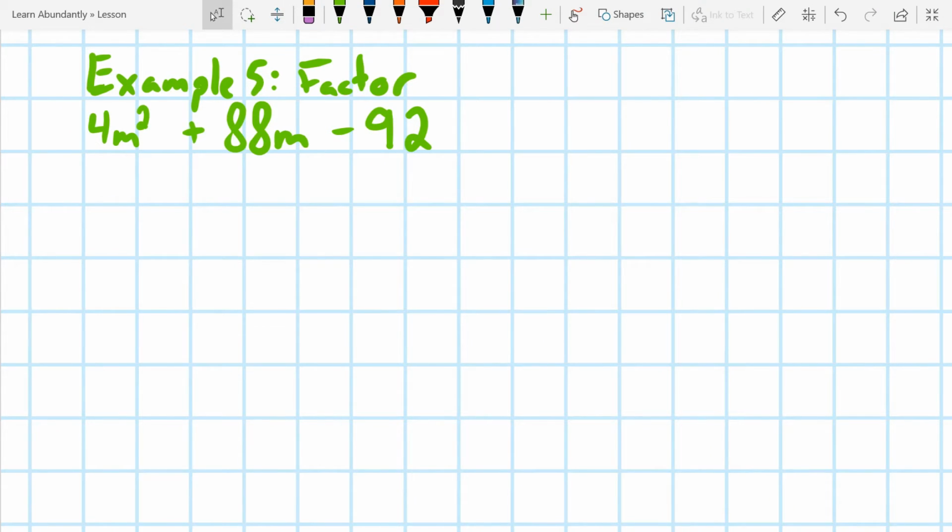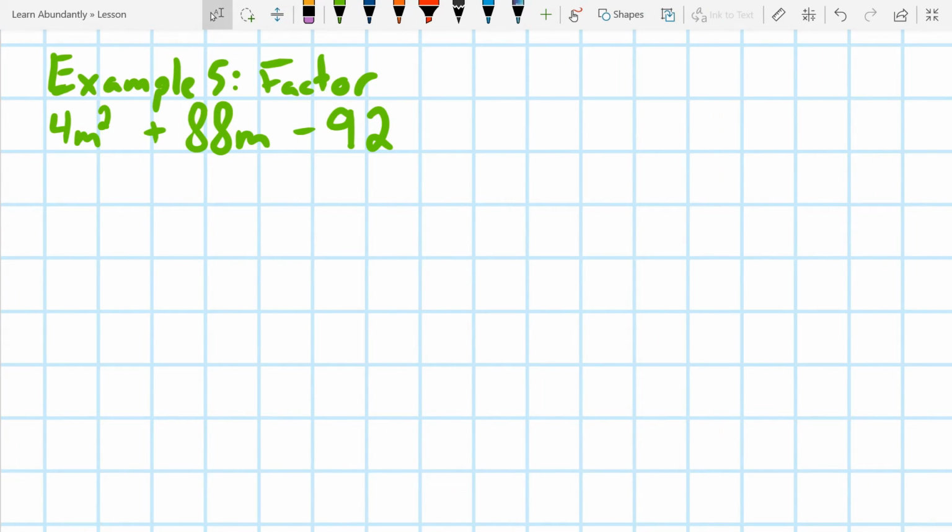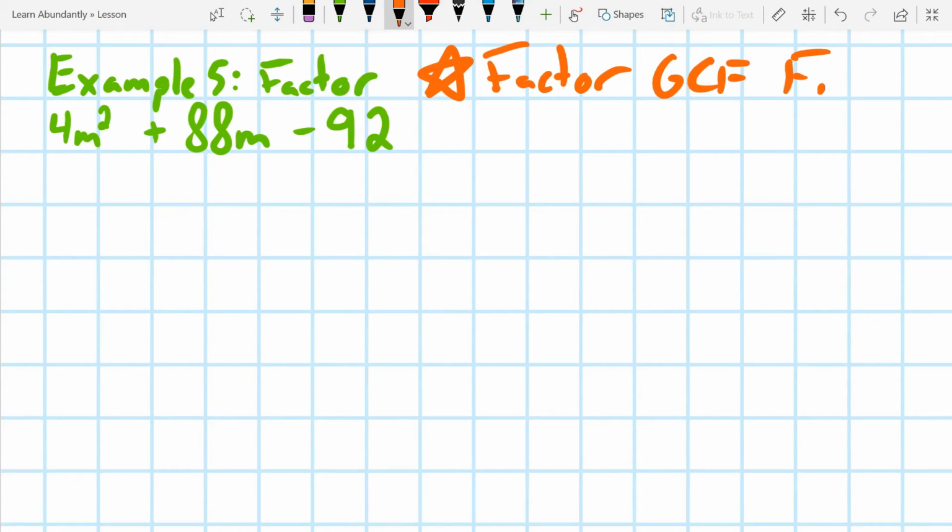I have one last example I want to show you. And this one is meant to freak you out a little bit because these numbers are a little bit bigger. We have a negative in there, but I want to show you that there is a trick. And so the trick is, I'm going to put a big star, factor GCF first. So these look a lot bigger than they need to be because I can actually take out a common term out of all three of them before I start doing any of the stuff we've been doing so far. I can take out a 4.